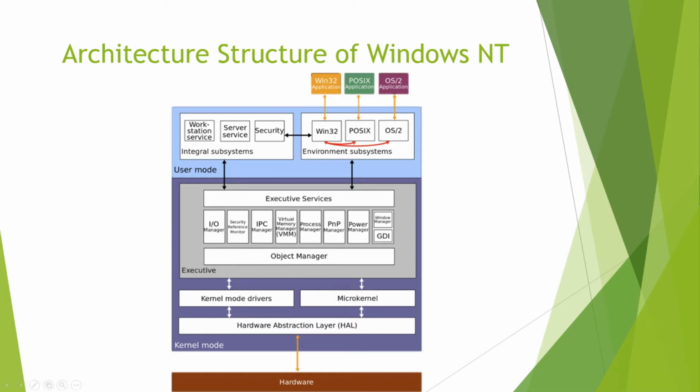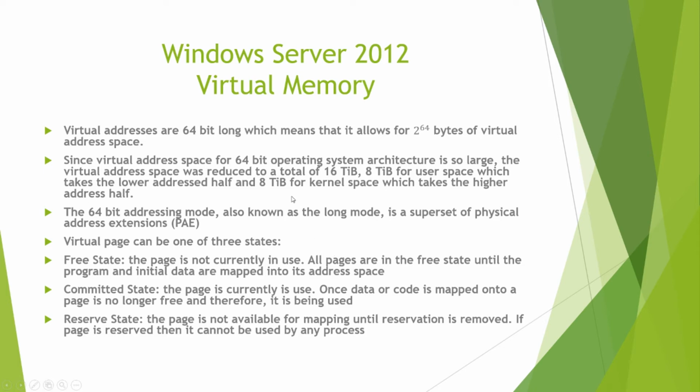On top of that, we have the user mode. Now let's take a look at virtual memory. So Windows 2012 is the first OS to eliminate the 32-bit architecture and only use the 64-bit architecture, which means that a virtual address is 64 bits long, which allows for 2 to the 64 bytes of virtual address space, which is about 16 exabytes, about 4 billion times the size of the virtual address space for 32-bit architecture. Since the address space is so big, it had to be reduced to 16 TiB: 8 TiB for user space with the lower address half, and 8 TiB for the kernel space with the higher address half.